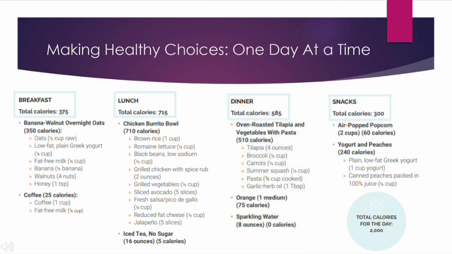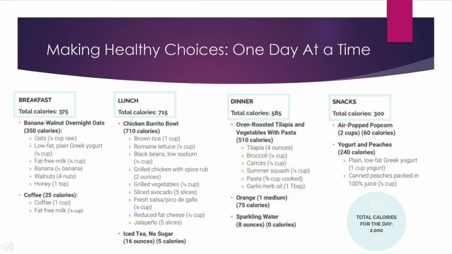Notice that this meal contains carbohydrates, protein, and healthy fats. Carbohydrates provide energy, protein supports muscle function, and fats help with satiety. This combination helps sustain energy levels throughout the morning. Now, moving to lunch. Lunch includes a chicken burrito bowl with vegetables, grains, and protein. Can we see balance? There is protein from chicken, fiber from vegetables, and carbohydrates from grains. This kind of meal helps maintain stable blood sugar levels.